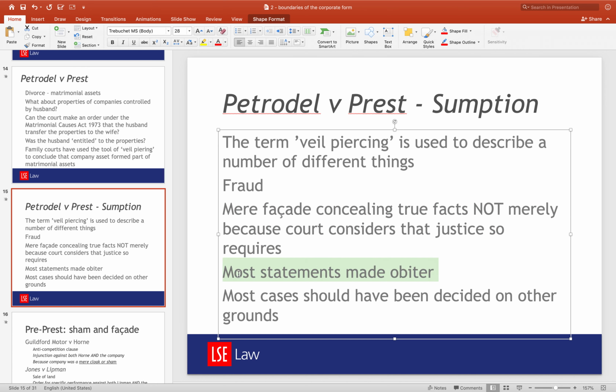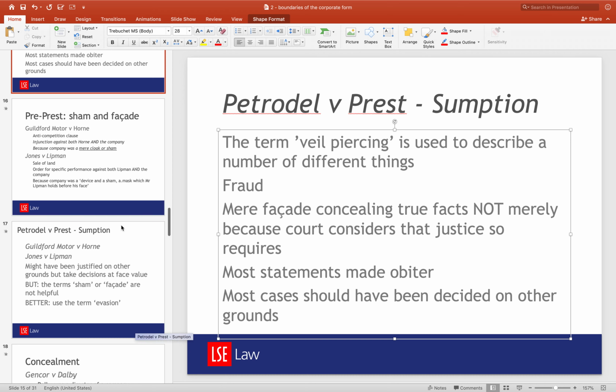You also observe that in all previous cases, most statements were made obiter, and most cases actually should have been decided on other grounds. So he says what came before him was confused. Sometimes things were called veil piercing when they should have had another label, and that kind of misled us into thinking that the courts will be generous in the interests of justice, and also there were just many statements made obiter. Okay, so let's look at pre-Prest.